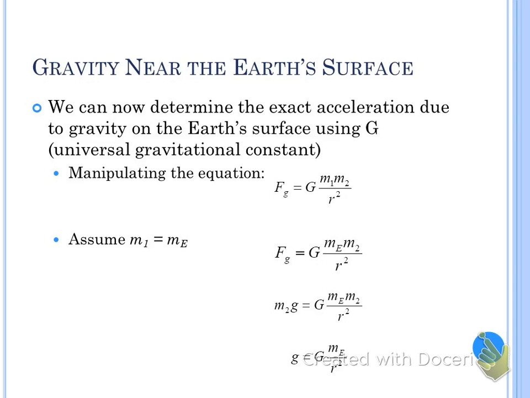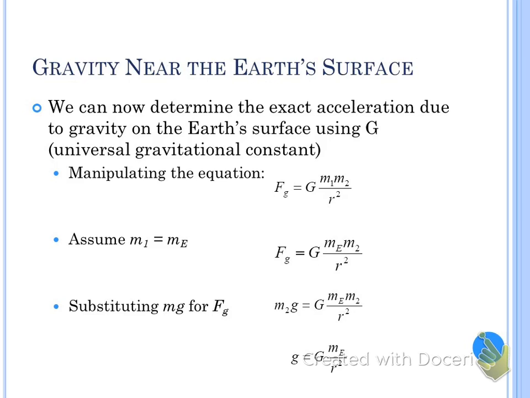Okay, so we're going to start with our first one, and we're going to assume that one of those masses is always the mass of the Earth, because we're trying to find out what's the acceleration due to gravity at some certain distance from the Earth, right? So the Earth always has to be taken into account. Okay, so we just substituted m1 for mass of the Earth. Are we on the same page here so far? That's the only thing that we changed.